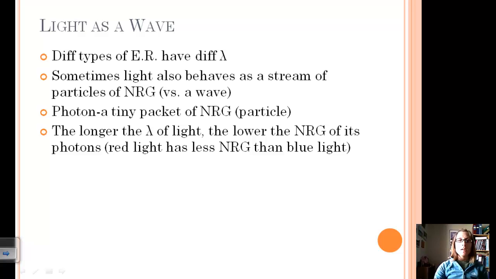So the longer the wavelength of light, the bigger the distance between waves, the lower the energy of its photons. Red light has a longer wavelength than blue light, and so we would say that it has less energy. The way that I always remember this is that blue light is closer to ultraviolet light, which is sunlight, and I know sunlight has lots of energy. So that's how I remember the difference between red light and blue light, which is going to become important.